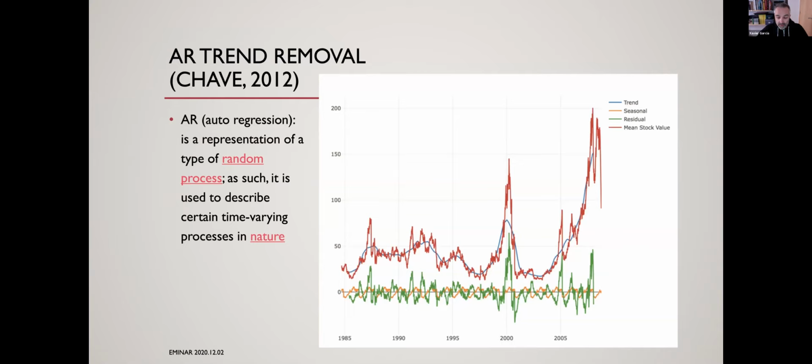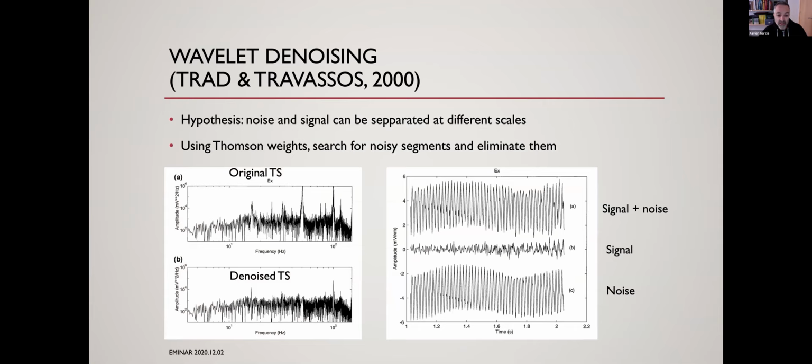Alan Chave, since the earliest of his processing codes, always advocated for an autoregression filter to remove the trend, to do a whitening of the spectra. And just to show what this trend is, I show an example of some stock value that is the red plot, the red wiggles in this plot. We can see the blue line would be the trend, the orange would be the seasonal variation. And finally, the green is the residual, which is the information that economists are looking for. So the blue line would be the trend. But there is a lot of information that can be extracted from the time series, information or noise, depending on how we're looking at it.